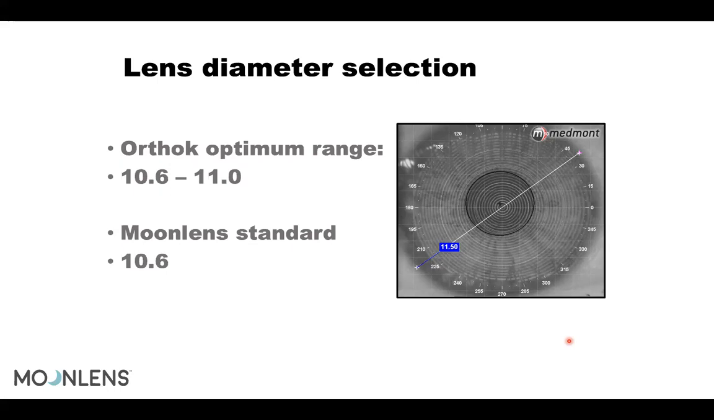So that is why it is very necessary for you to measure HVID and have those measurements, so that you can select the best diameter for your Ortho-k lens. Remember that lens diameter is there to avoid lens decentration with Ortho-k, and you don't want lens decentration because that's eventually going to give you glare and double vision.